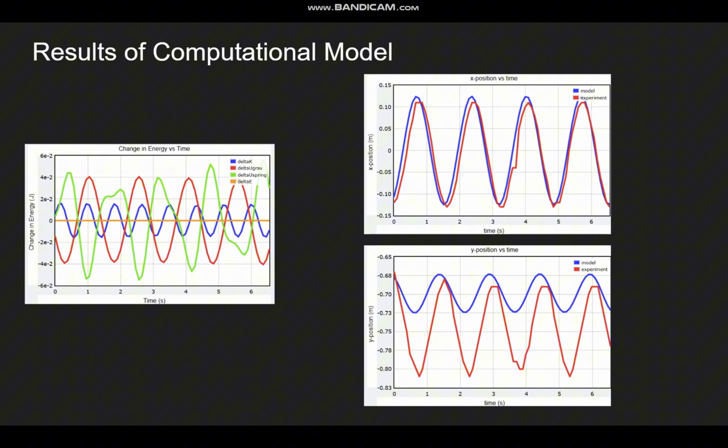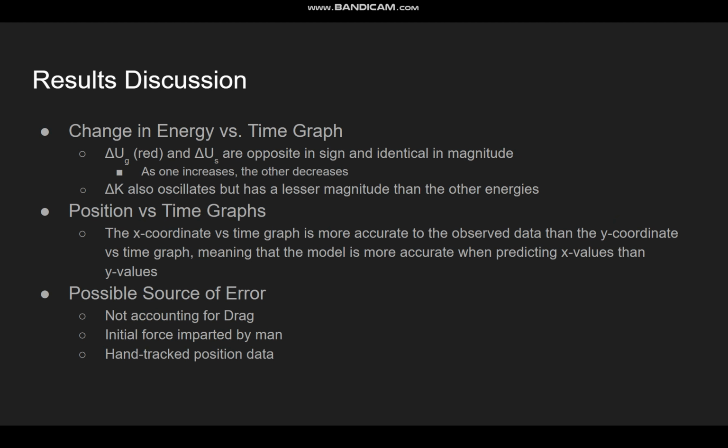The change in energy versus time graph. The change in gravitational potential energy in red, and the change in spring potential energy in green are opposite in sign and identical in magnitude. As one increases, the other decreases. The change in our kinetic energy also oscillates, but has a lesser magnitude than the other energies.